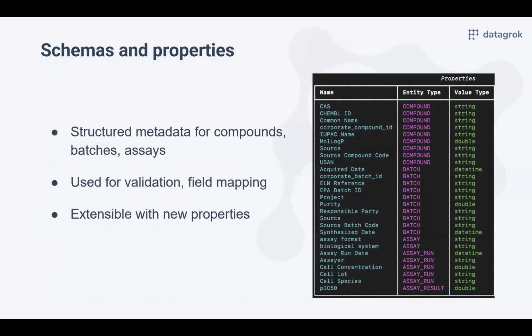Also, a key component is our schema. It contains structured metadata for compounds, batches, and assay data. You may see on the right a screenshot with some properties that have been registered with MolTrack. You see it from the CLI tool, actually. There are properties registered for compounds, batches, assays, and so on.